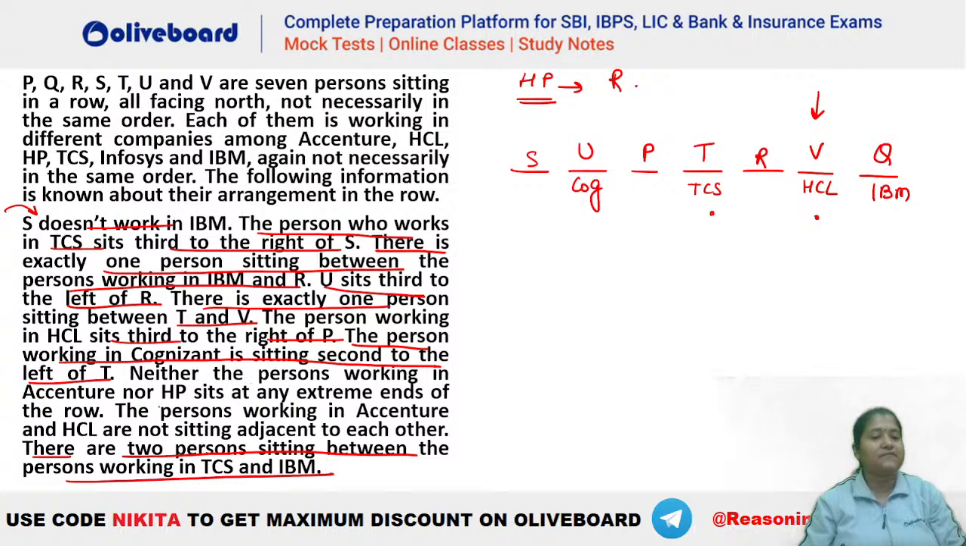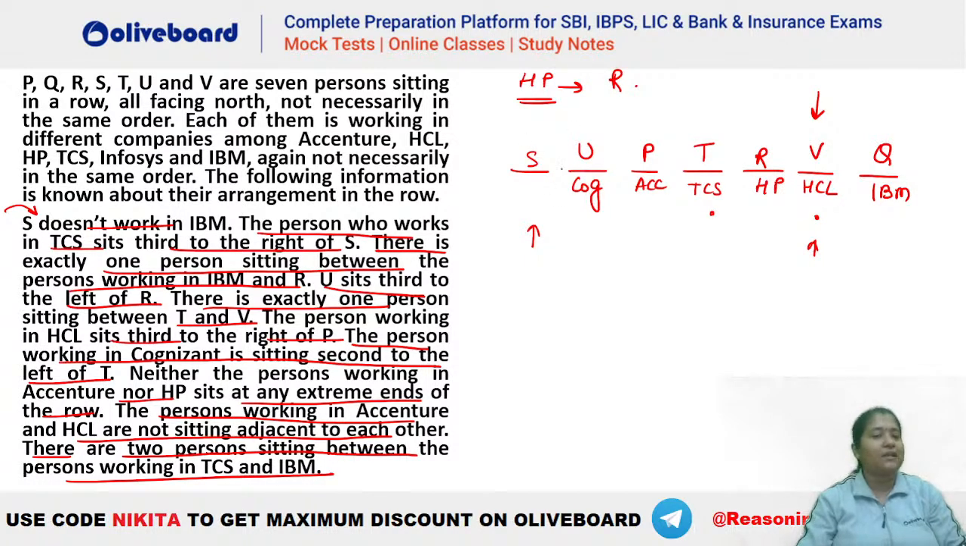Now neither the person working in Accenture nor HP is at an extreme end of the row. So Accenture or HP cannot be at the extreme end. That means cannot be S. That means P or R has to be Accenture or HP. But it is also given that Accenture should not be a neighbor of HCL, right? That means R cannot be Accenture. So P has to be Accenture here. And HP cannot be at the extreme end. So HP will be this person.